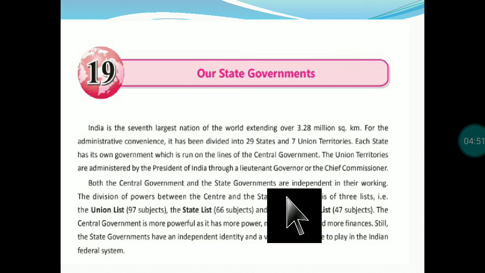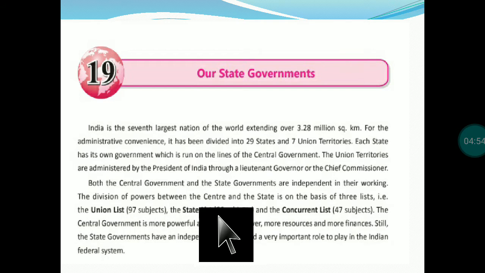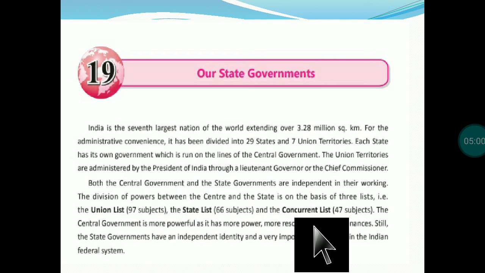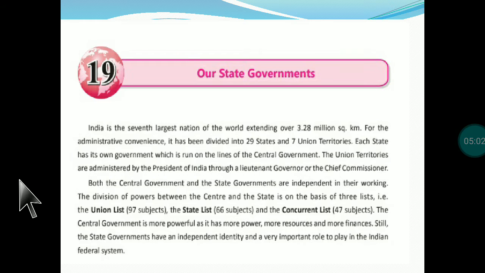Both the central government and state government are independent in their working. Division of powers between the center and the state is on the basis of the union list, state list, and concurrent list, and further they are divided, as an independent identity, to play an important role in the government as a federalist system. A federal system means when the power is divided into different groups like central, state, municipal corporation, council, and further it is divided into district level, block level, ward level, panchayats. In that manner, the government can work.